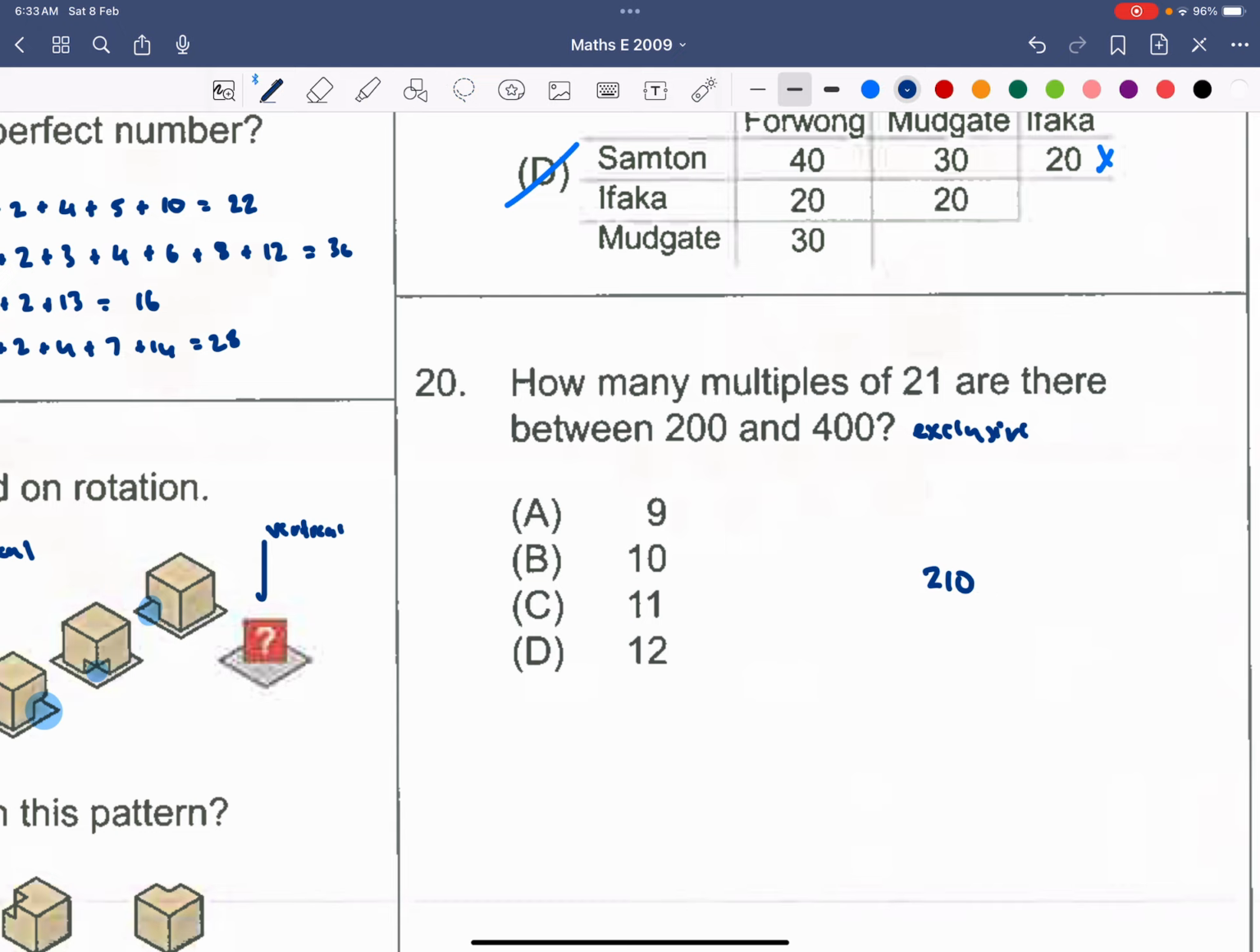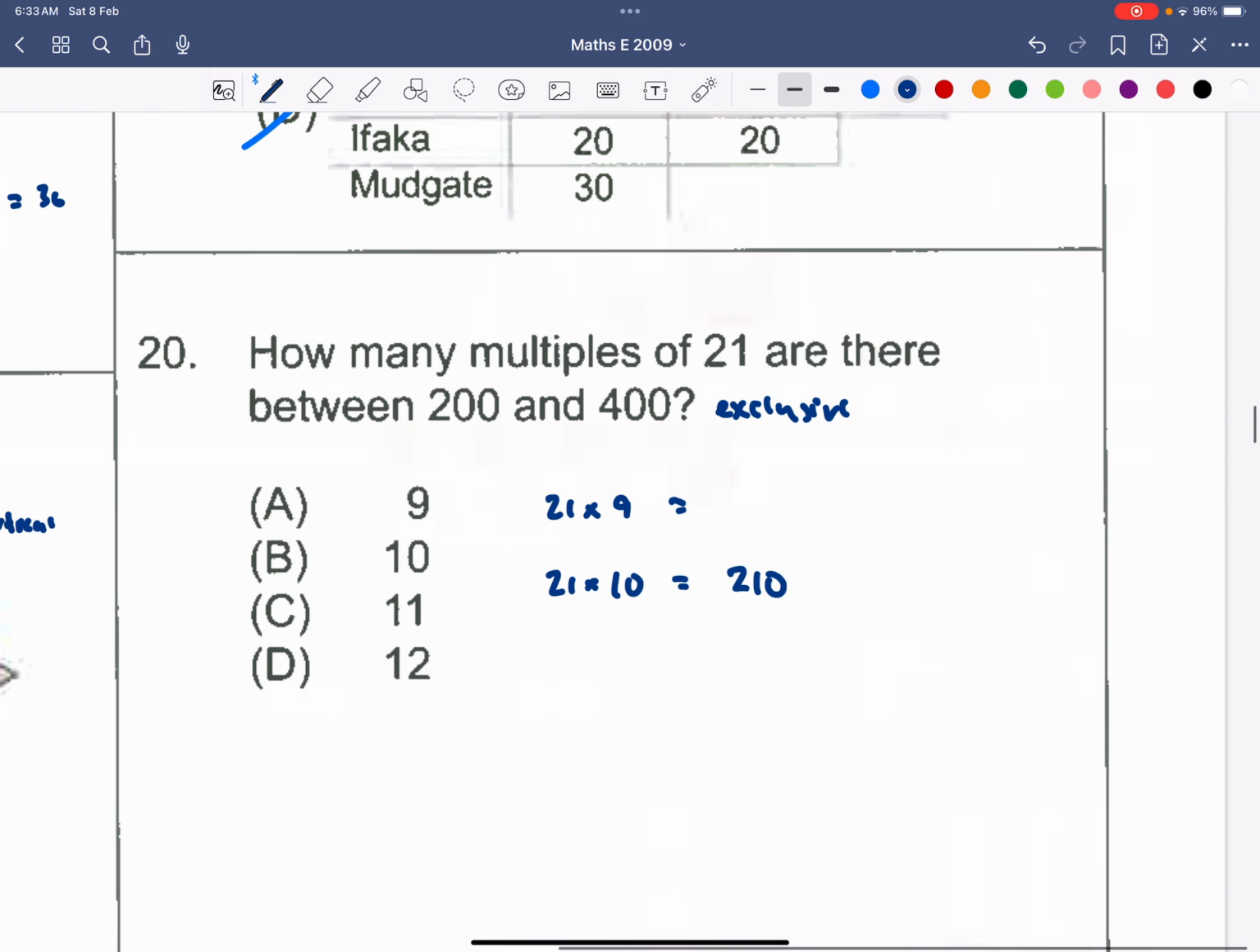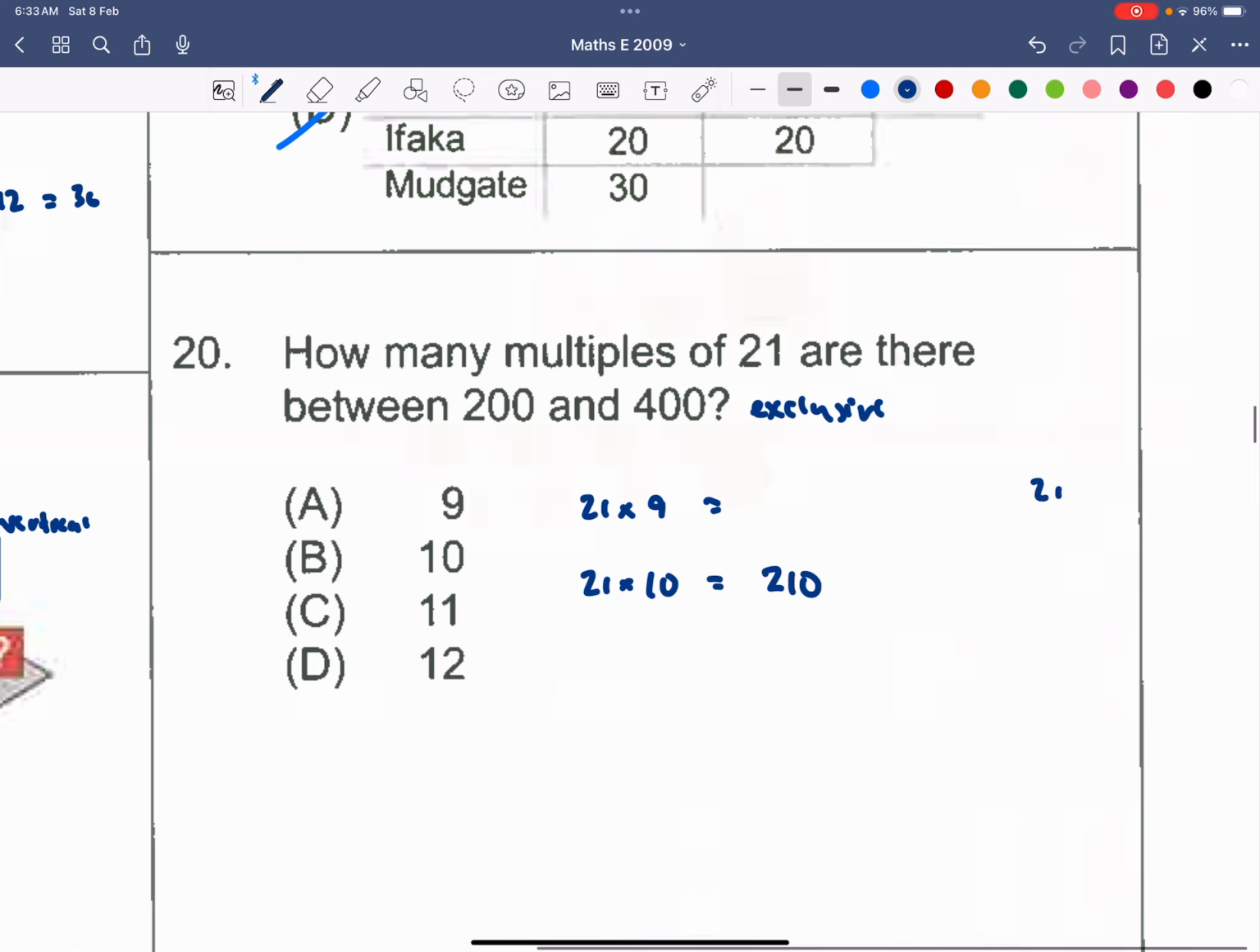So what I mean by that is 21 times 10 is 210. Obviously 21 times 9 is not going to be more than 200. You can see 21 times 9: 1 nine is 9, 2 nines are 18, so 189. 21 times 9 is 189.